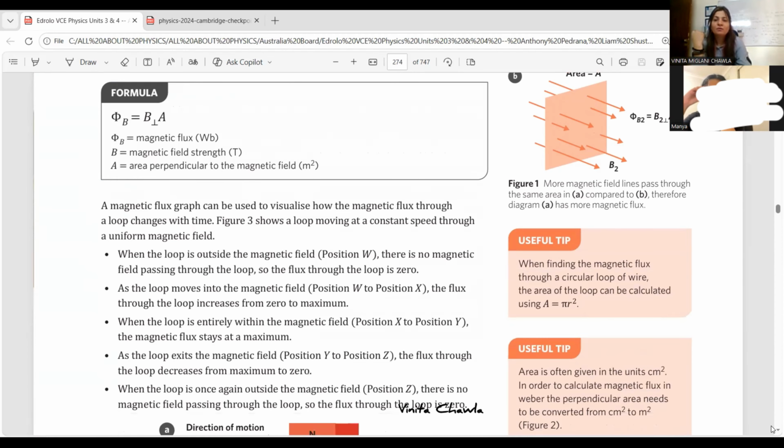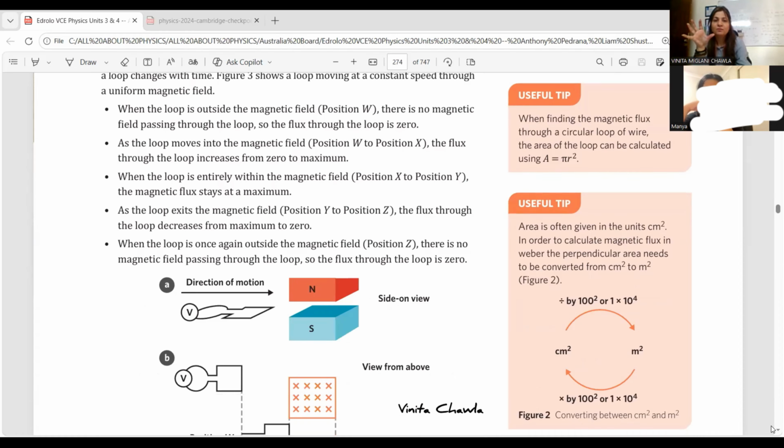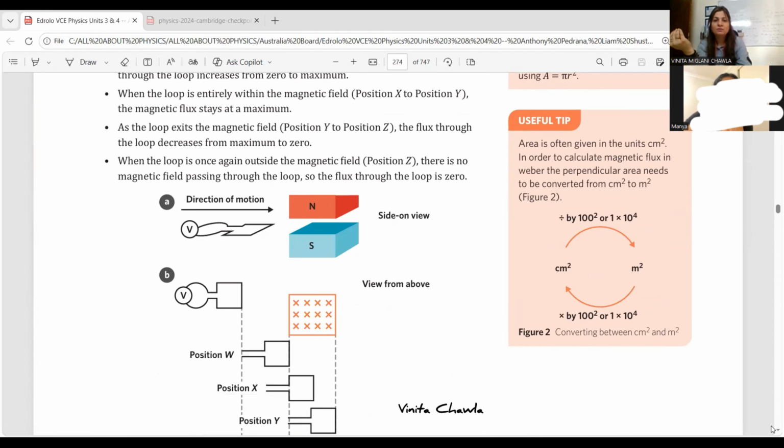Now we have a situation where we have a coil and an external magnetic field, and we are moving the coil towards the magnets. We have different positions where we have placed the coil. At position W, is the coil in the magnetic field? No, it is outside, so no field lines will cross through it. So the magnetic flux linked with the coil in this particular situation is 0.